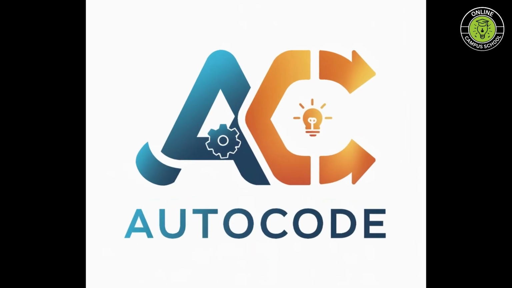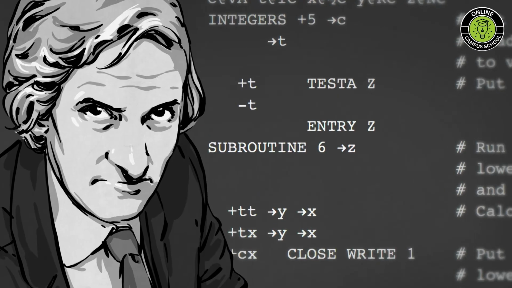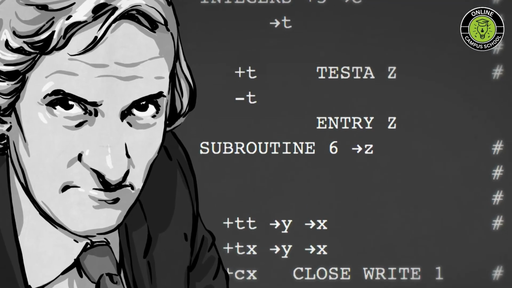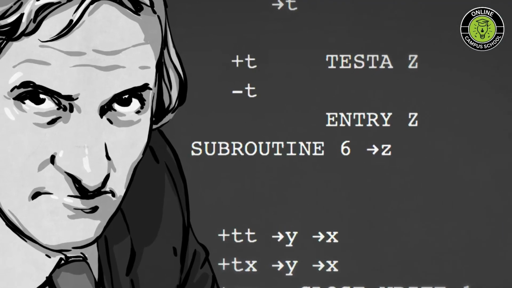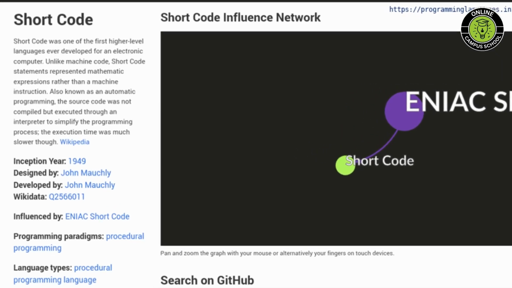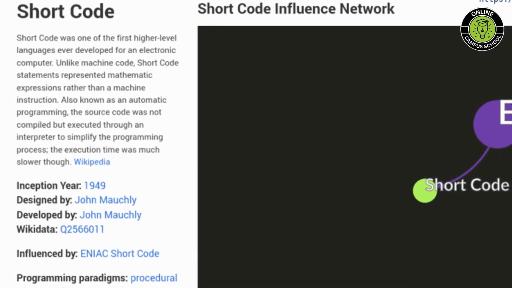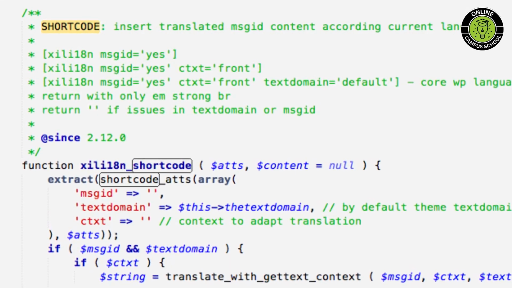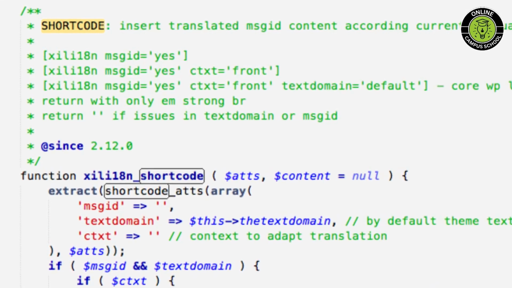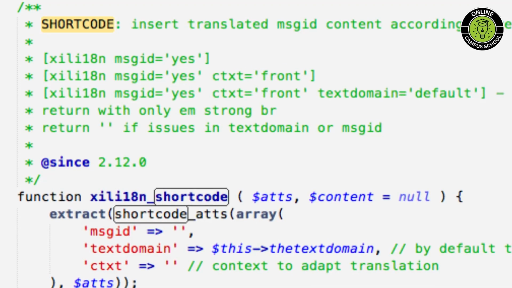9. AutoCode. AutoCode was made in the early 1950s. AutoCode was possibly the first compiled programming language, used at the University of Manchester. 10. Shortcode. Shortcode was developed in 1949. This makes Shortcode the oldest language on this list. Shortcode was one of the first high-level programming languages for electronic computers, and it required interpretation into machine code.